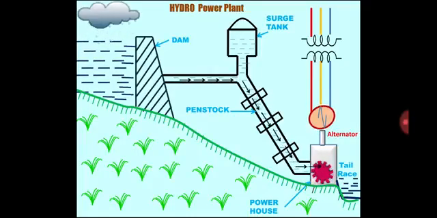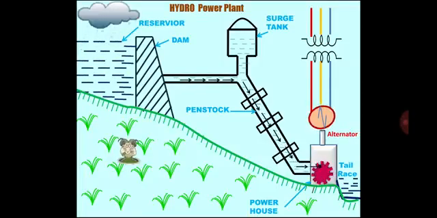In the powerhouse, when water flows on the blades of the hydro turbine, the hydro turbine gets rotated. That hydro turbine is mechanically coupled with the alternator, and the alternator converts that mechanical energy into electrical energy. Then that electrical energy is stepped up, and it can be connected to the grid. So this is the schematic of a hydropower plant.